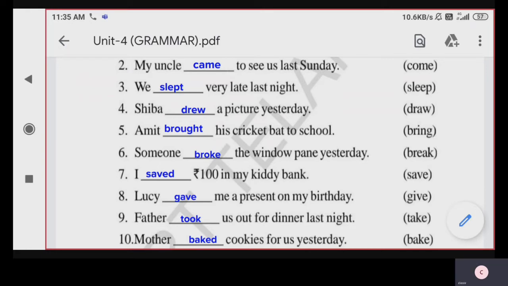Ninth one, father dashed us out for dinner last night. Take. Took. Father took us out for dinner last night. Tenth one, mother dashed cookies for us yesterday. The past form of the word bake is baked. Mother baked cookies for us yesterday.